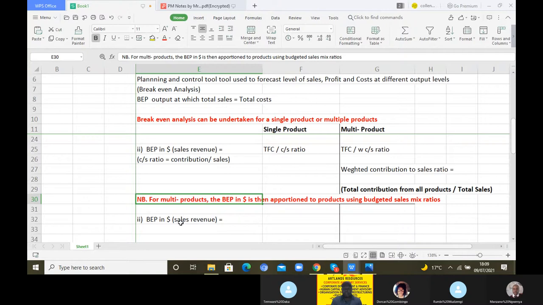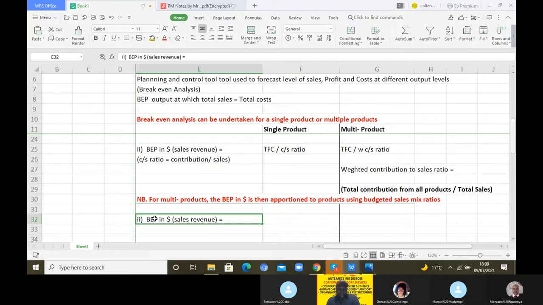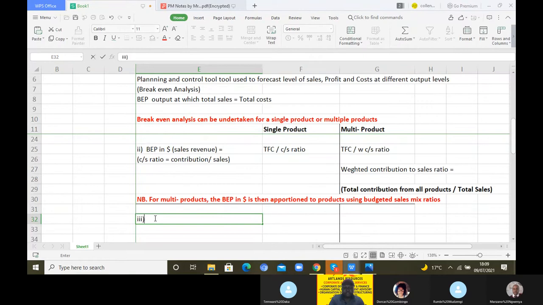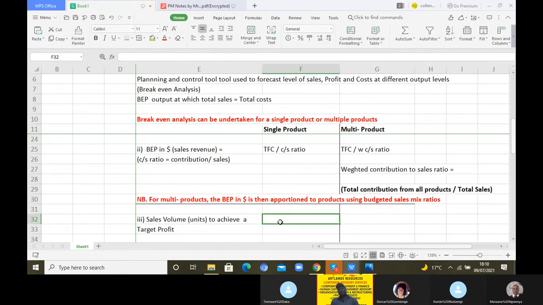Right, and then we do have sales volume to achieve a target profit. As a planning and control tool, you can use this to determine sales volume to achieve a target profit. You may need also to say, suppose I want to make a profit of 2,000. How many units am I supposed to sell? That's what we refer to as volume. You want to make a profit of 20,000. How many units are you expected to sell in order to achieve that target profit?